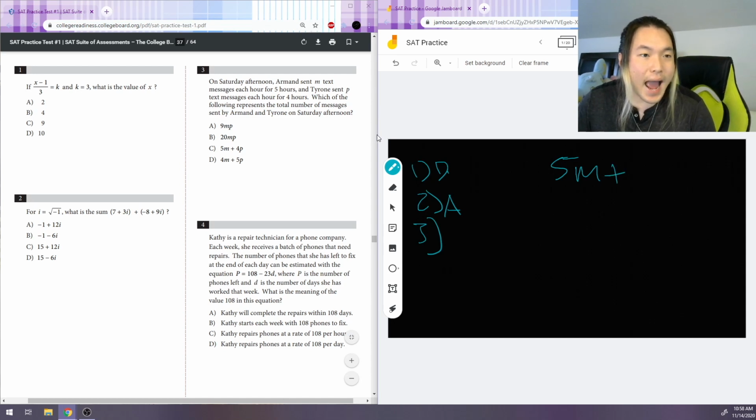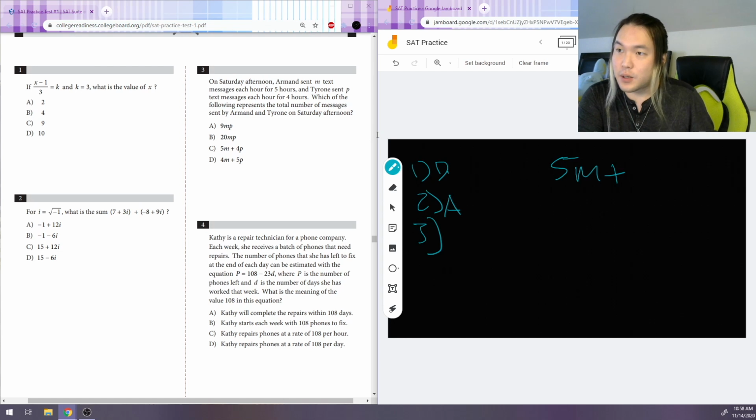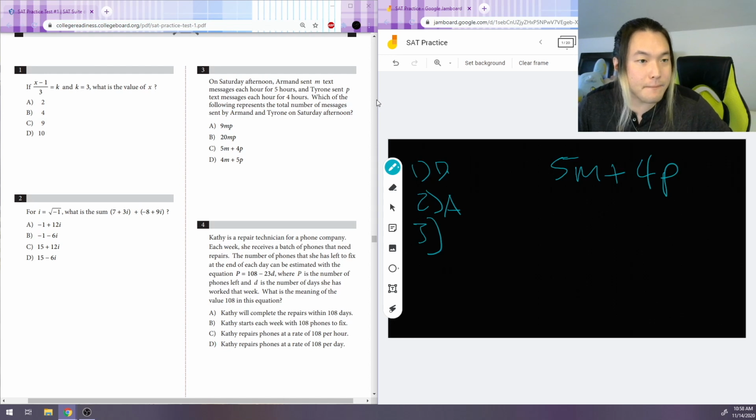And then we're going to add the number of text messages Tyrone sent, right? If Armand sends so many text messages, Tyrone sends another amount. To figure out how many they sent together, you add up those two numbers. That's how addition works. And how many did Tyrone send? P times 4, or 4p. Okay, that's choice C. All right, let's move on.